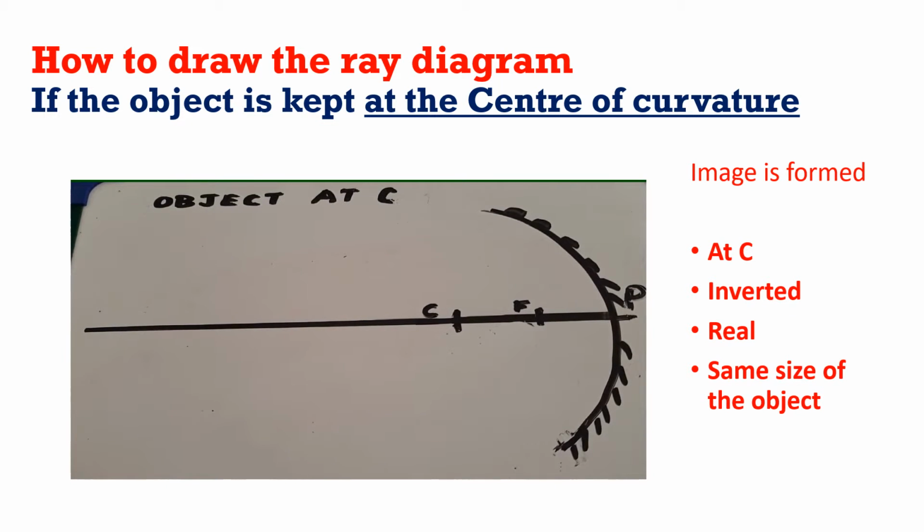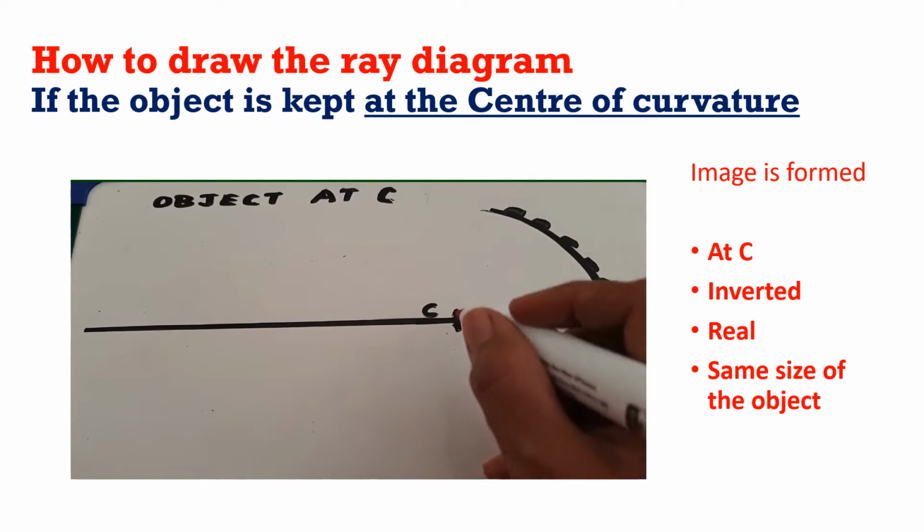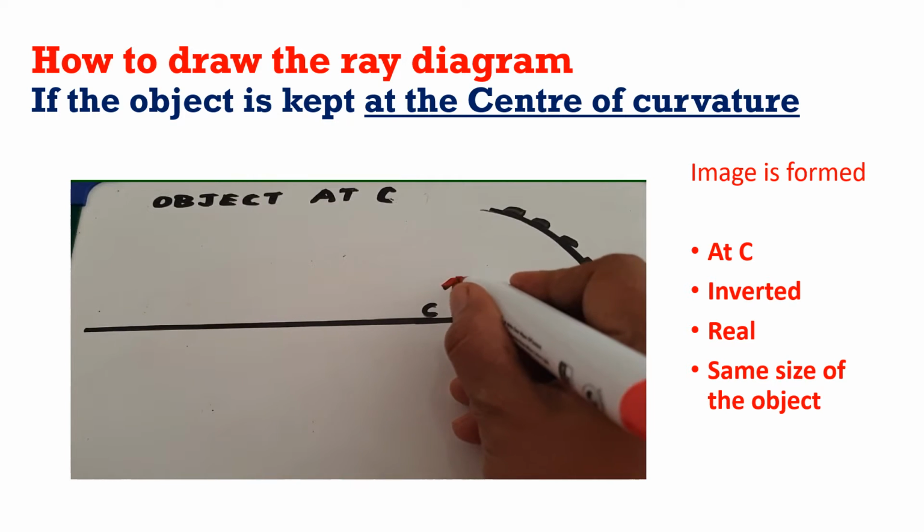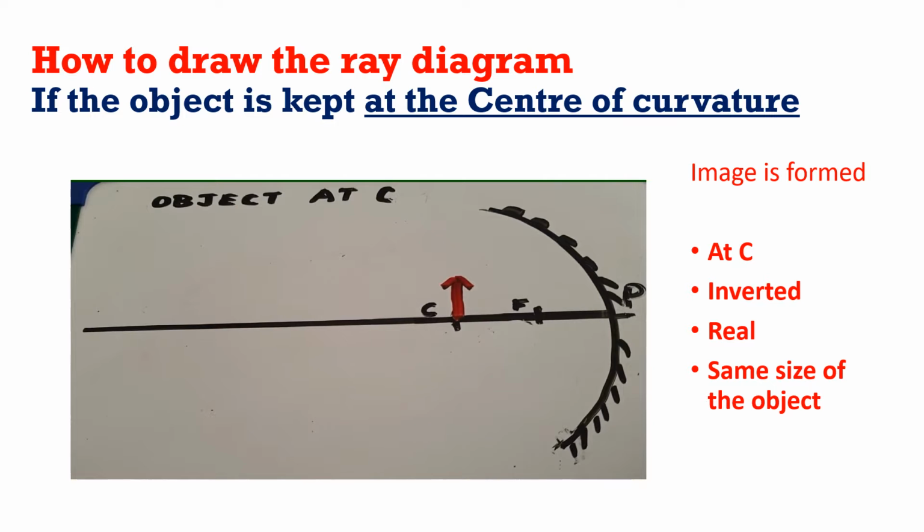Now we will start drawing the image formation in concave mirror when the object is kept at C. Here a concave mirror is drawn, pole is marked, center of curvature is marked, which is the center of the circle of which the mirror is a part. Then focus. Focus is the midpoint between pole and center of curvature. Now the object is kept at C. We will see how the image will be formed.